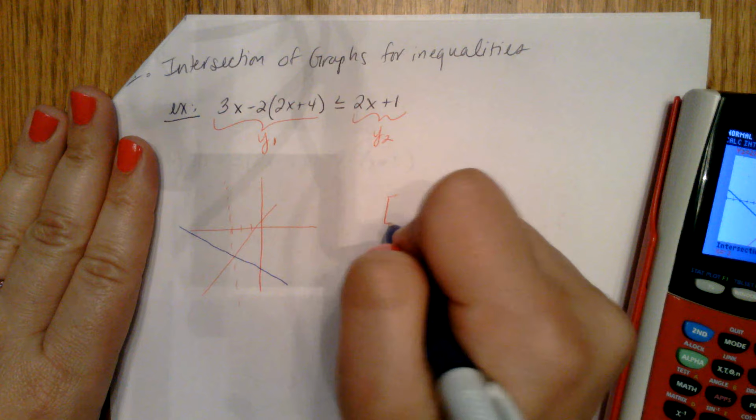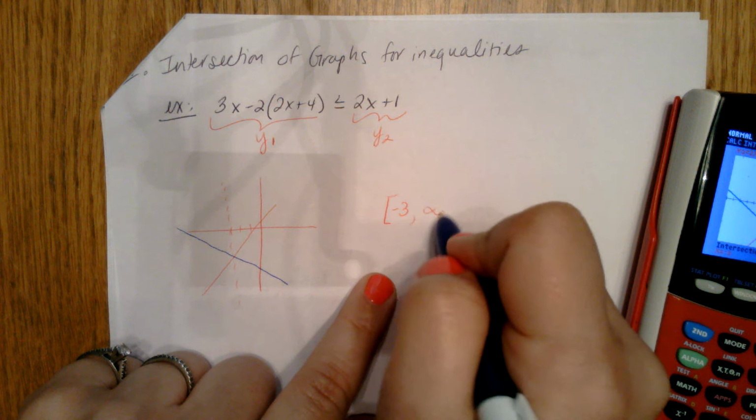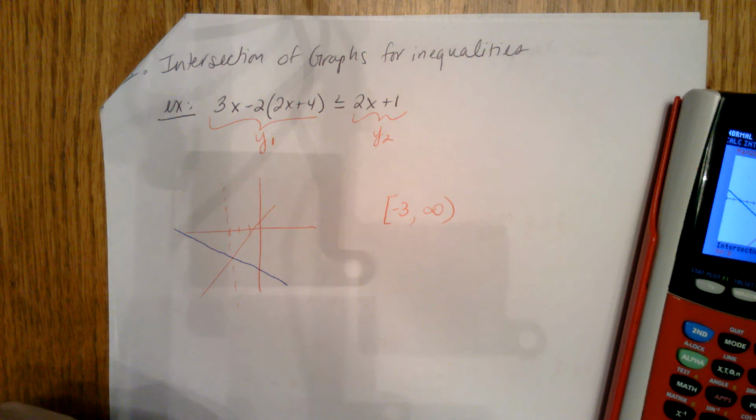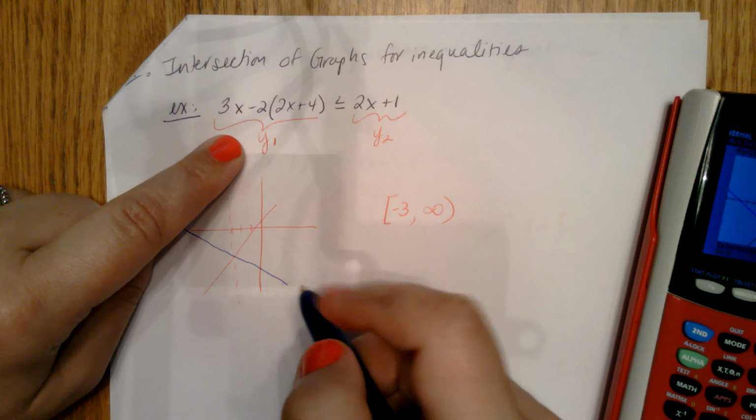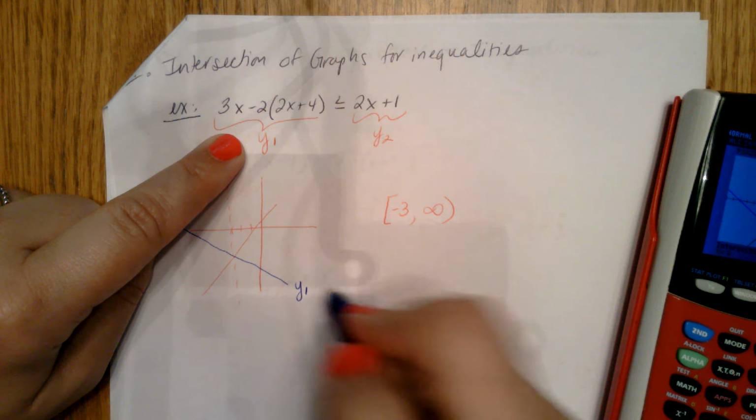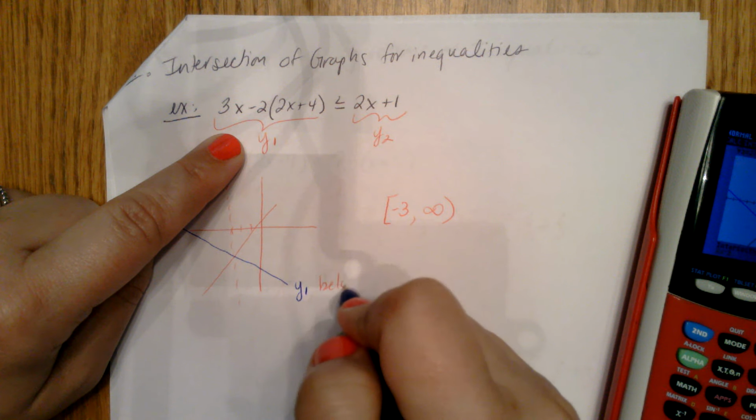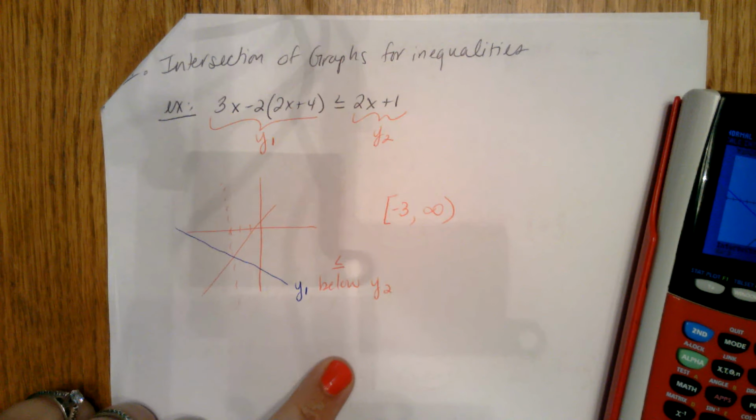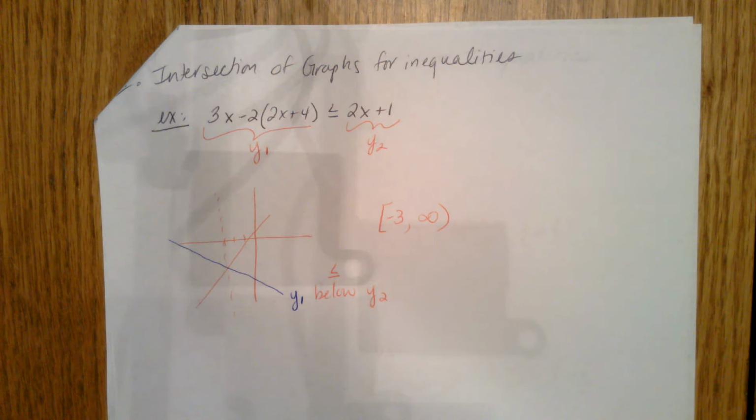So from negative 3, and it's bracket because it equals, there you can say this is your y1, is below y2, is less than or equal to y2. All right, practice some homework. Hopefully those are some good methods that helped you out.